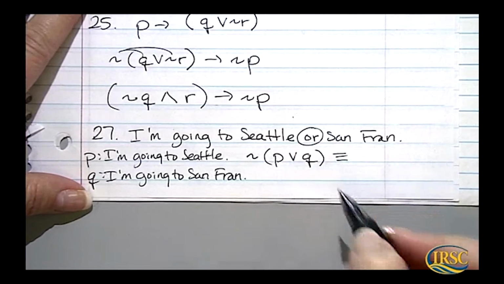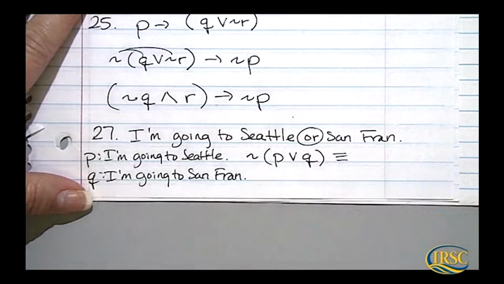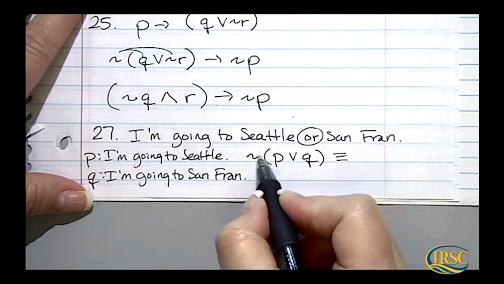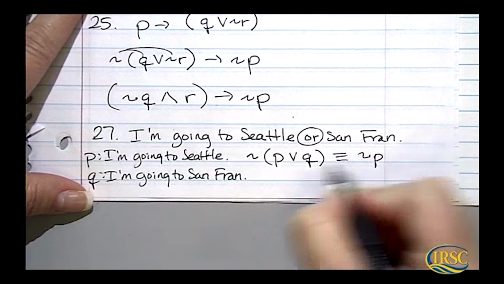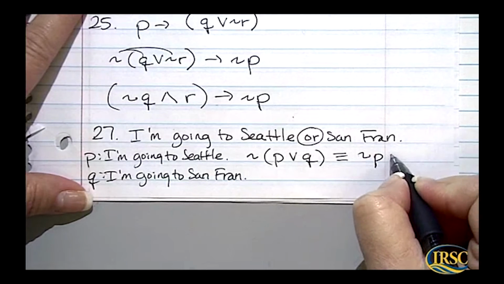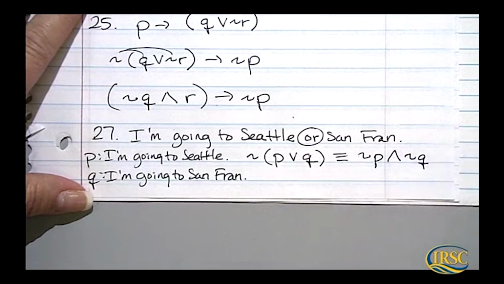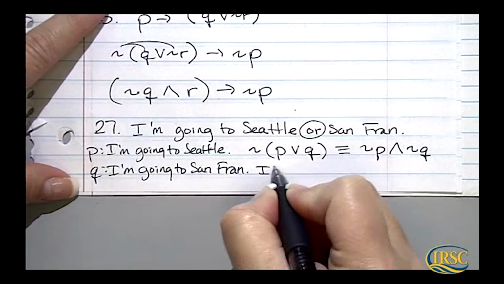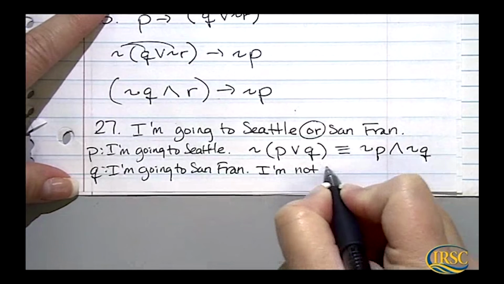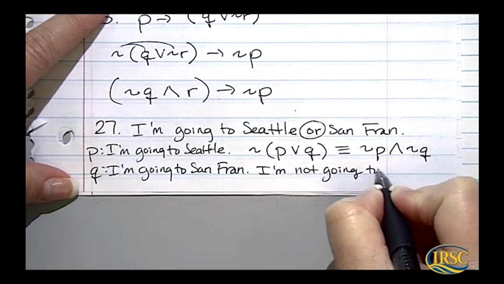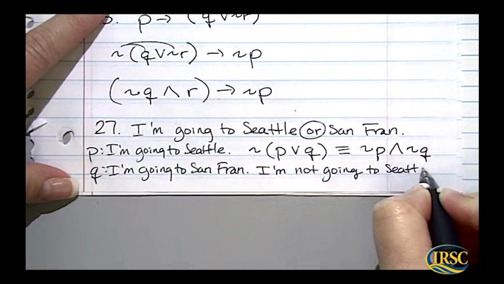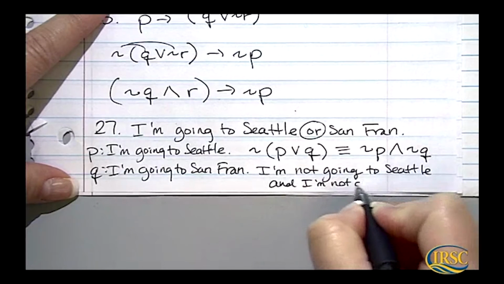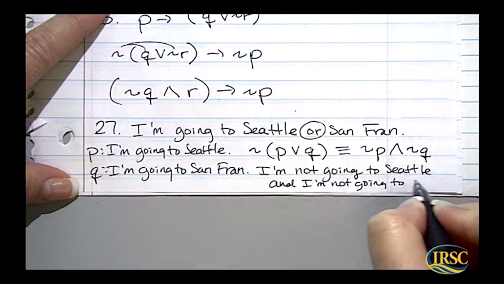Is that what the 3 things mean? The 3 things mean equivalent to, yeah. Instead of equal, equivalent to. So distribute that negation and change that or to and. And so they're looking for, I'm not going to Seattle, and I'm not going to San Fran.